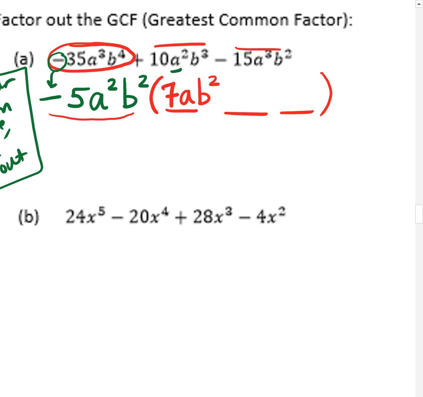Alright, and then same for the next term. Now I want to know negative 5a squared b squared times what is 10a squared b cubed. Well, negative 5 times what would be 10, would be negative 2. I need a negative times a negative to make the positive. A squared times what is a squared? Well, we already have a squared. I don't need any more a's. B squared times what is b to the third? I need one more b there.